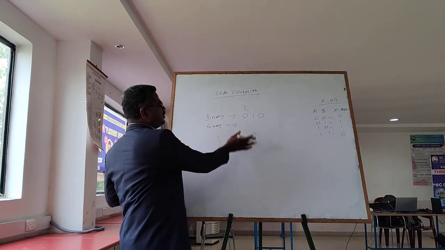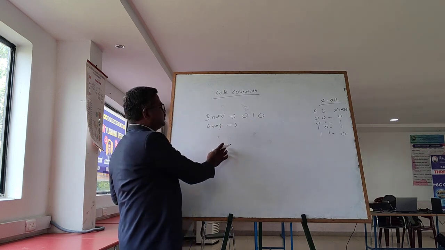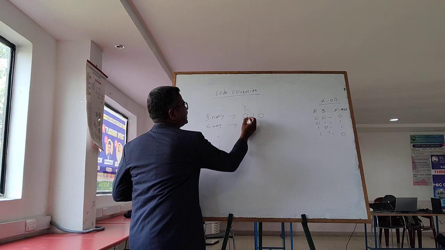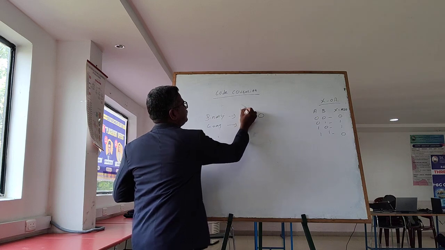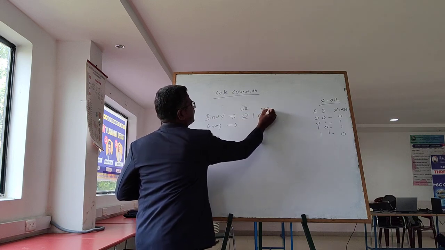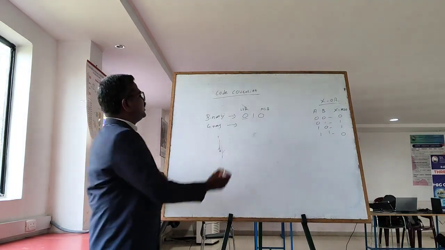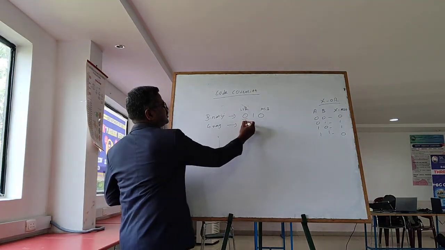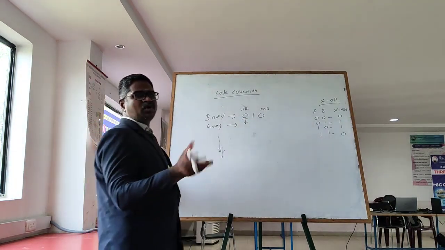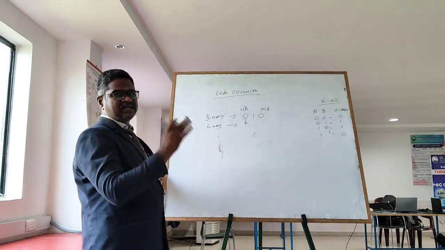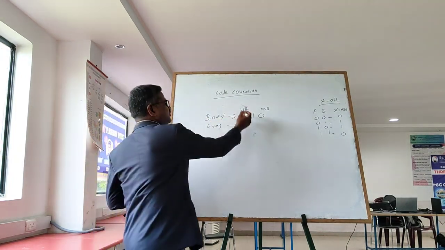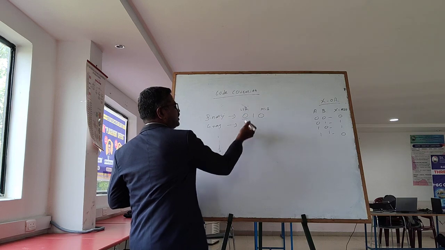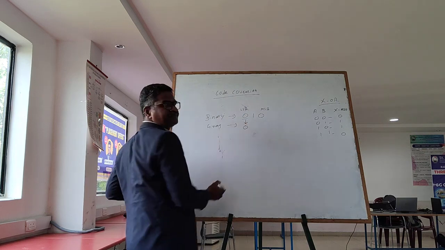Whenever you are converting a binary number to gray code, the first step is this: the least significant bit is called LSB and the most significant bit is called MSB. Keep your LSB as it is. Whatever number is present, 0 or 1, the same value will be in gray also.